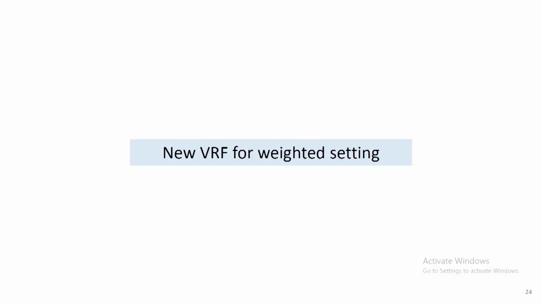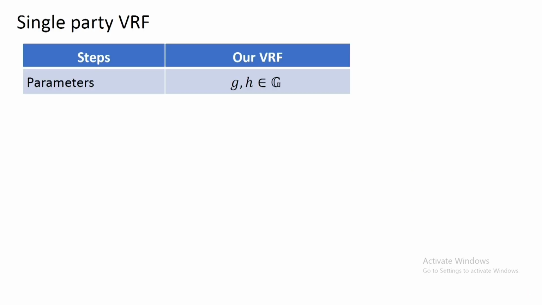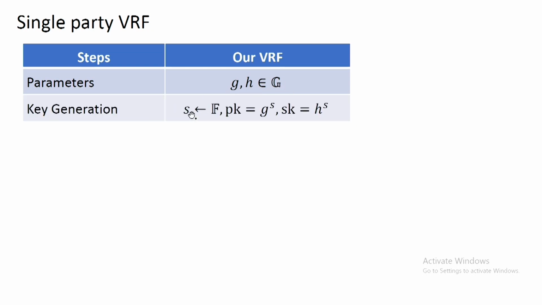Okay, so to design a VRF in the weighted setting, we have to start from a single party VRF. So the single party VRF works as follows. We have some public parameters, which are G and H, which are some group elements. And the VRF has a signing key, a secret key. To generate the secret key, we sample a secret element S and compute the public key to be G to the S and secret key to be H to the S.